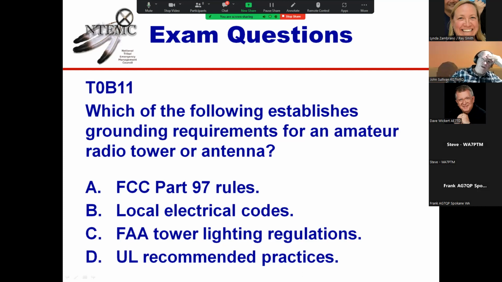And most places usually have adopted the Uniform Electrical Code. That's their National Electrical Code, maybe with some local adaptations, but that's what governs. It's the local electrical code.